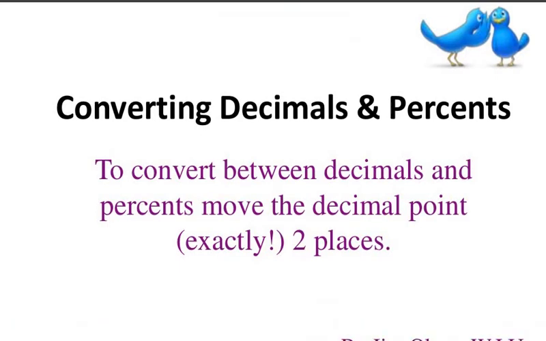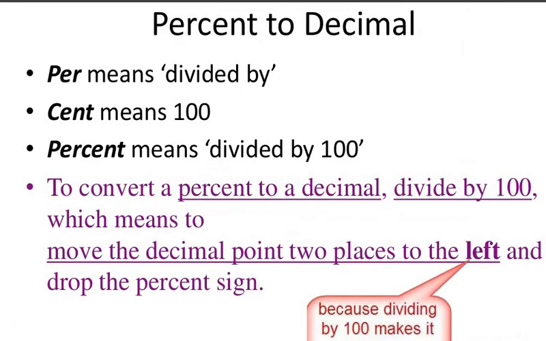Now, as we said yesterday, per means divided by and cent means 100. So it's a new fact in math, and it's nice to know it. So percent means divided by 100. To convert percent into decimal, you have to divide it by 100.